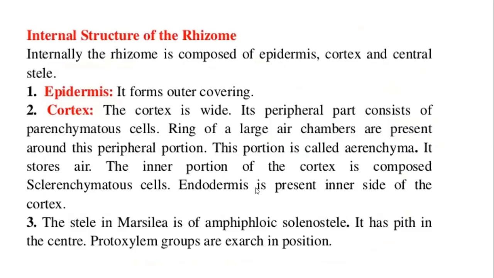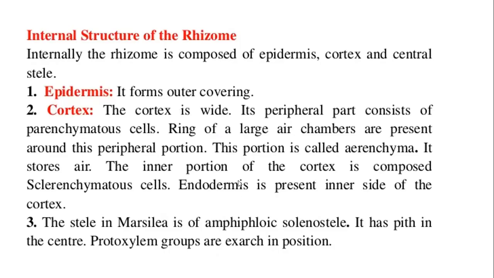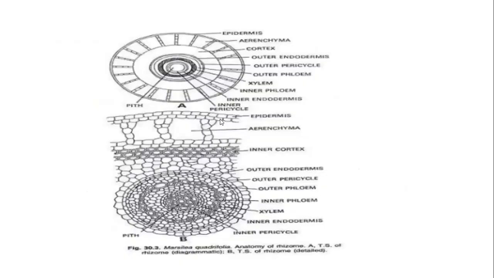I will tell you. Now, next we are moving on to the anatomy part of Marsilea, that is the internal anatomy of the rhizome. The anatomy of the rhizome consists of 3 regions: the outer epidermal region, central cortex, and the internal stele region. Now, the epidermis forms the outer covering. So you look into this here. This is the outer covering of the epidermis, 1 or 2 layered.